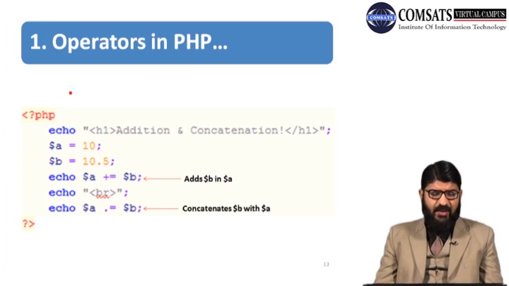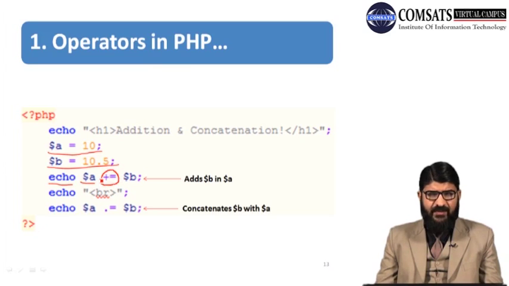So you can also see over here another example for it, that H1 heading is mentioned for addition and concatenation. So a variable is assigned with value 10, and then another variable is assigned with value 10.5. Now on the output, the variable A is assigned with plus equals to, it means A equals to A plus B, and then variable B. So it equals to A plus B.